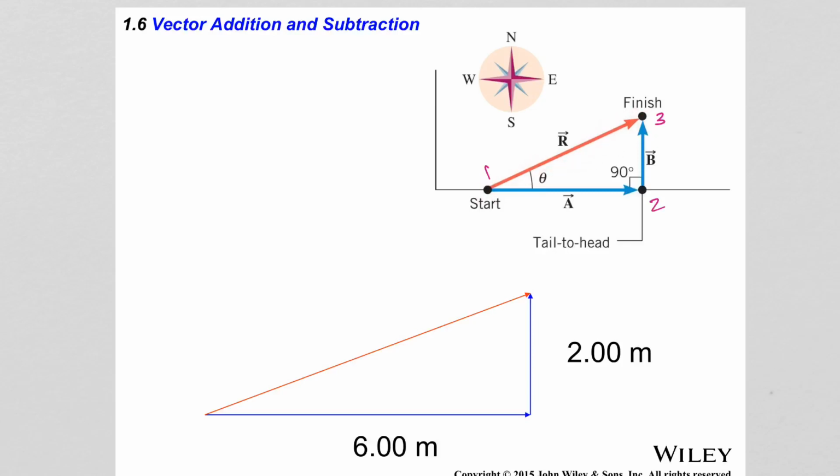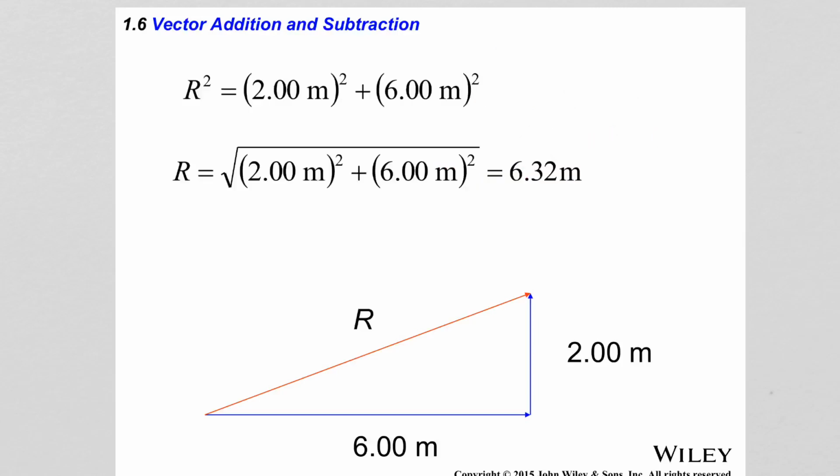But I notice that this is a right triangle, and I know two of the sides, which means I can use, let's say, the Pythagorean theorem to find the third side, which is the hypotenuse here. So the Pythagorean theorem says that the hypotenuse to the second power is equal to the opposite side to the second power plus the adjacent side to the second power. So to find the hypotenuse, I square root both sides, and the result is 6.32 meters. So the magnitude of the resultant displacement is 6.32 meters.